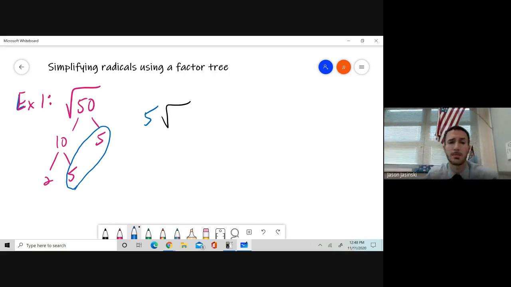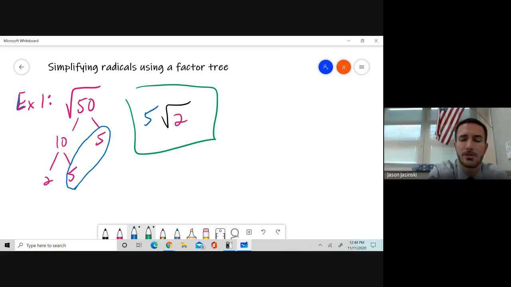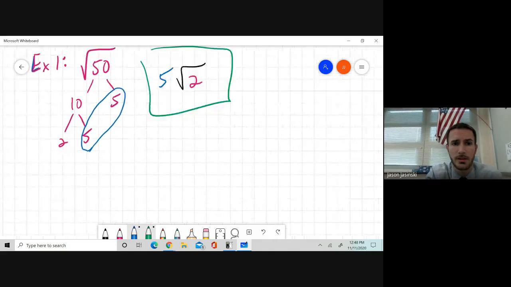So Kanye and Kim go out as one unit, you write the number once. The leftover or lonely number, let's say that's Santa Claus, he stays in his house in the North Pole all by himself. All right, so that would be your final answer, 5 square root of 2. So let's look at a few other examples.